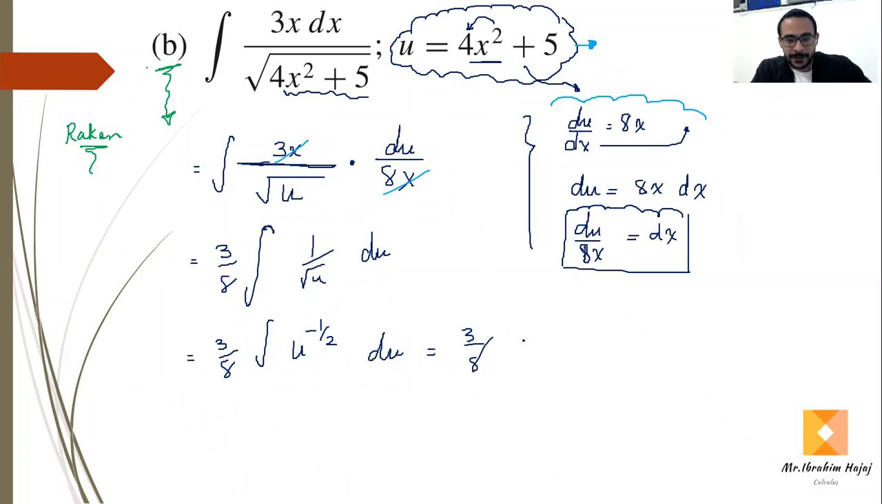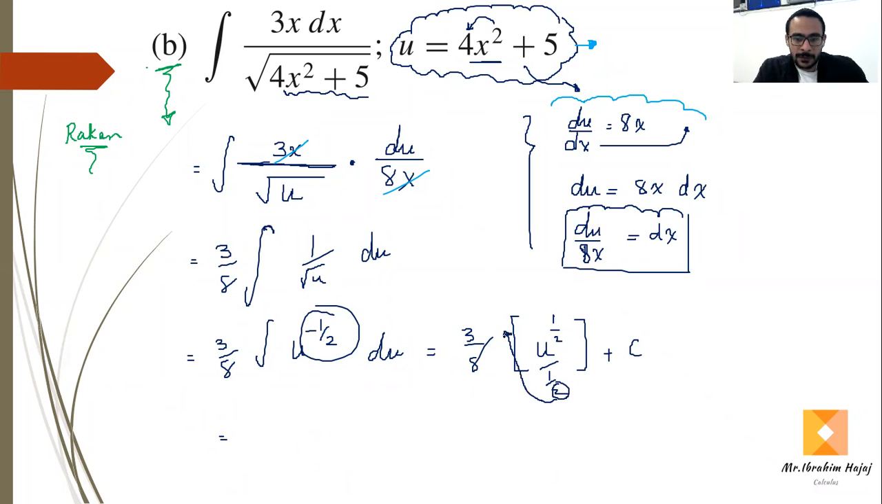3 over 8, and then you have u to the power of, add 1 to negative half becomes half, and divide by the new exponent half, plus the c. It becomes 2u to the power of half. This 2 is the denominator of the denominator, so it goes up to the numerator with the 3 and becomes 6 over 8. 6 over 8 simplified is 3 over 4. Yes, u to the power of half plus c.